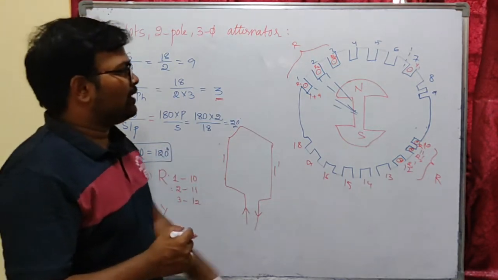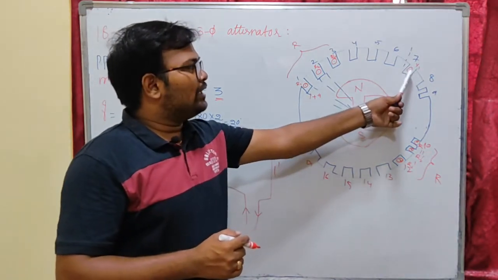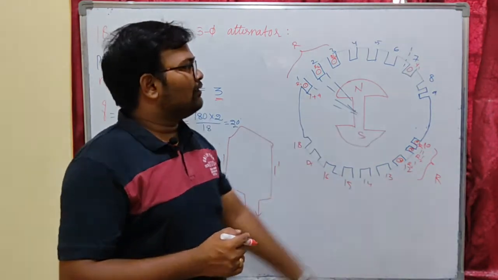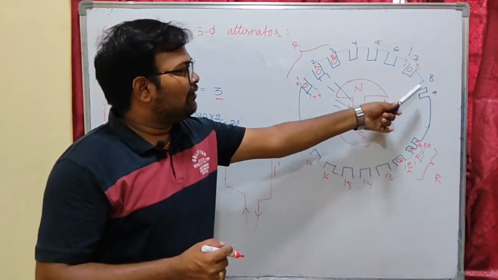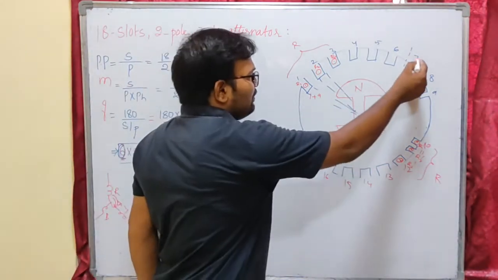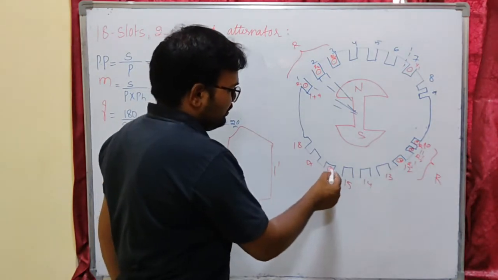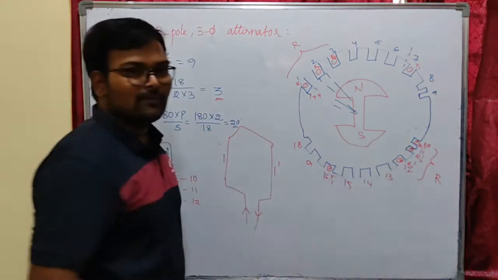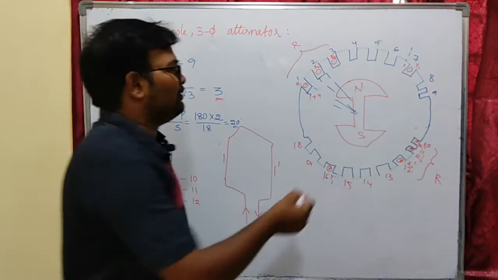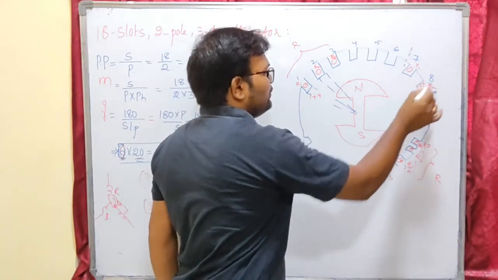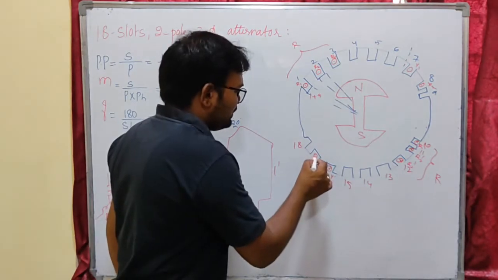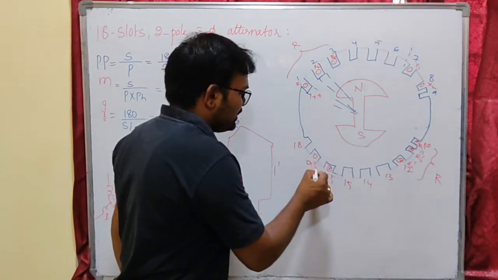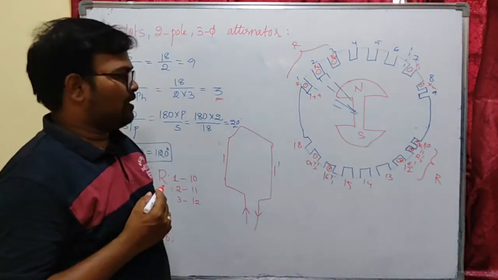So I have kept the first coil of Y phase in the 7th slot. So I have to keep the other coil side of this Y phase after 9 slots. Because it is 7, if I add 9, that will become 16. This will be my Y1 dash. Let us consider the second coil of Y. This is my second coil, Y2, placed in the 8th slot. So I have to keep its second coil side in the 17th slot, that will become Y2 dash. I hope you are getting the point.